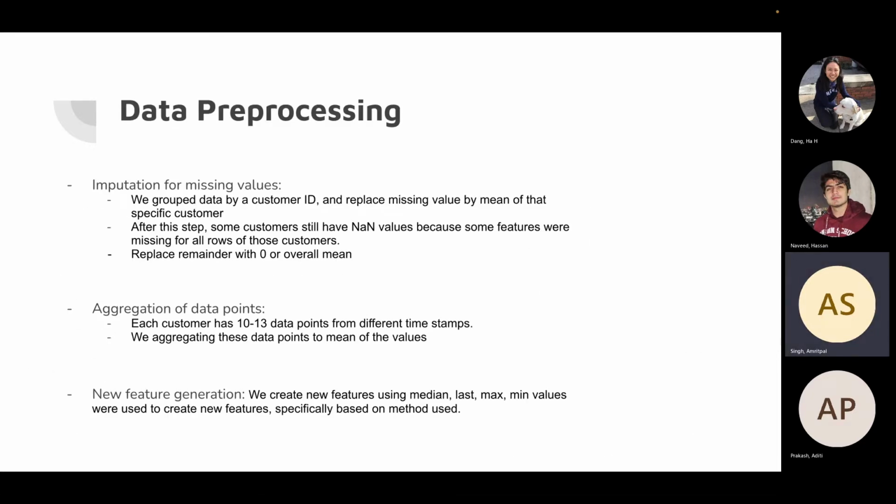So we performed data preprocessing for imputation of the missing values. We grouped the data by the customer IDs and replaced the missing values by the mean of that specific customer. For the remainder of the missing values, we replaced them with the overall mean or zero. For later on, we performed the aggregation of the data points for each customer, by replacing the aggregate of the entire data points with the mean of the entire value. And we also performed certain further feature processing, which is specific to the methods that we use.